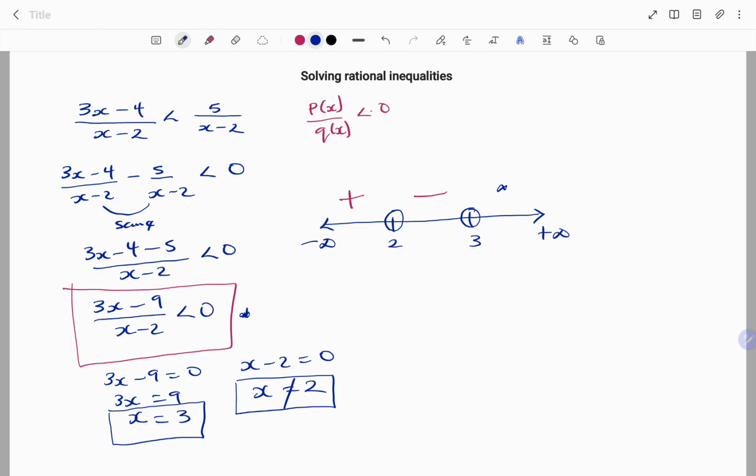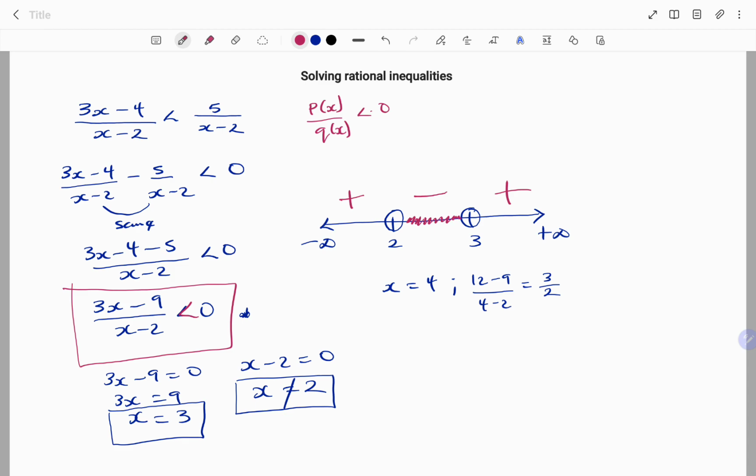I'm testing my last region. If I have, for example, x equal to 4, and I slot that back into my equation, I'm going to have 4 times 3, 12, minus 9, over 4 minus 2. That will give me 3 over 2, which is a positive value. So therefore, for this region, I'm going to have a positive value. Because our inequality says less than 0, we are looking for a region that will give us a negative value, and that is this region.